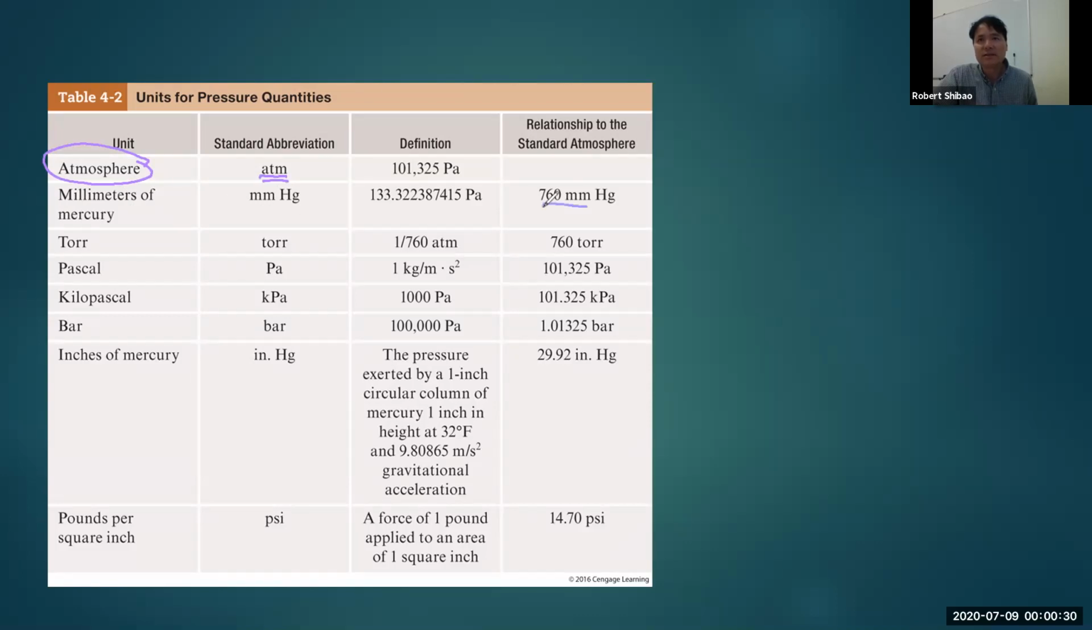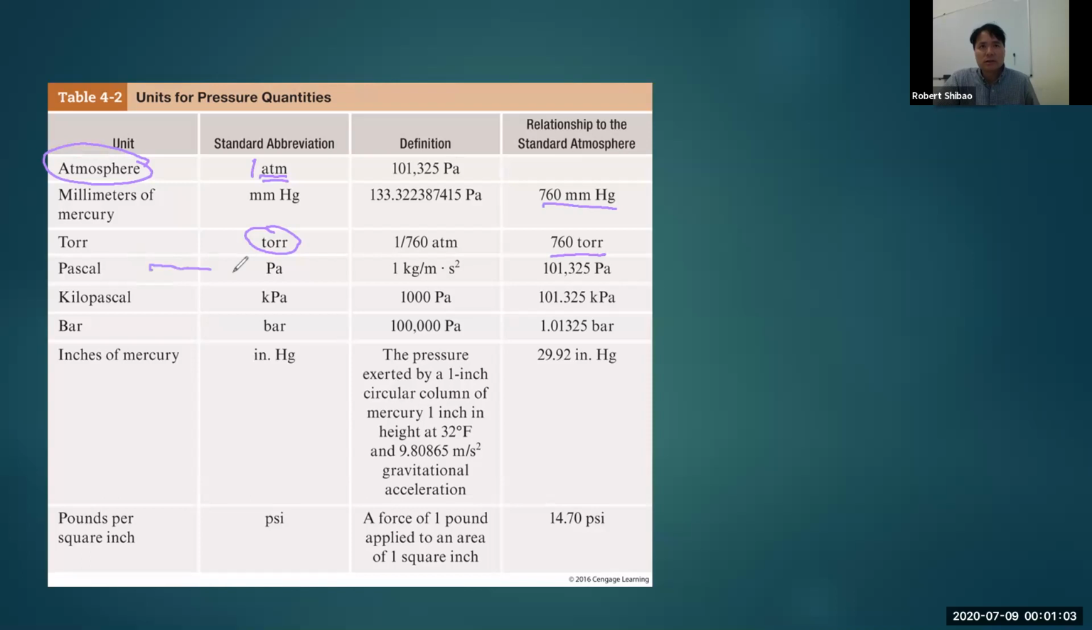That's 760. So 1 atmosphere is 760 millimeters of mercury. In honor of Torricelli, the inventor of the barometer, they also call 760 millimeters torr. Rather than using torr, millimeters of mercury is nice because you can visually see that. But a torr and a millimeter of mercury are the same thing, so 760 torr.